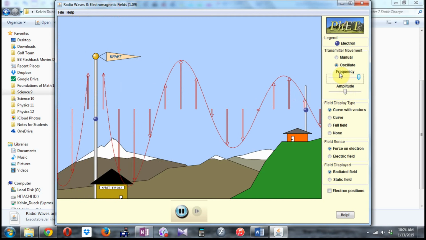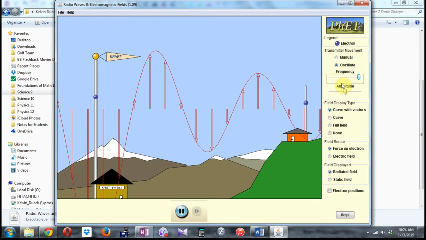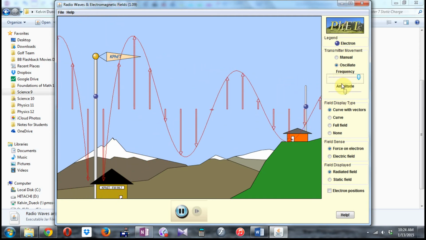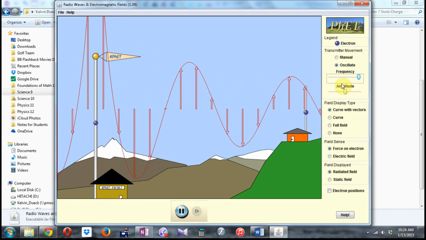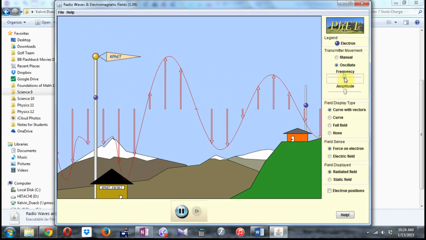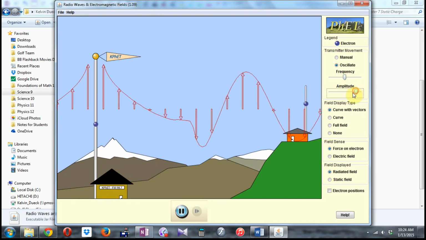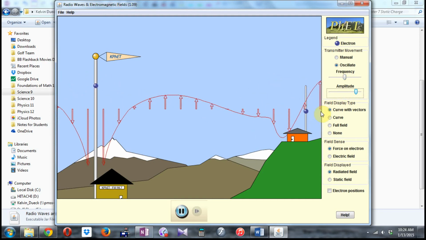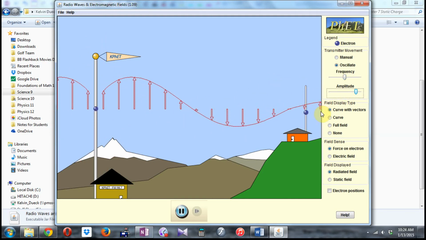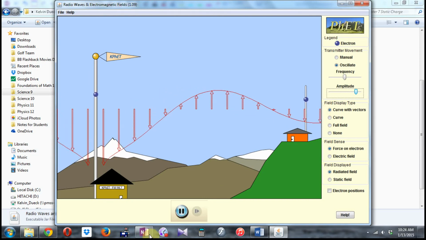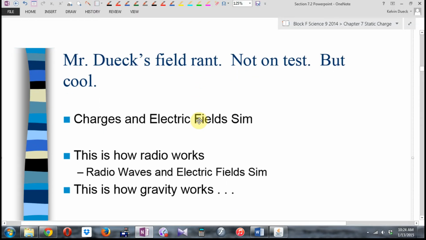By the way, frequency, F, one way to do it is to modulate the frequency. That's FM. FM stands for frequency modulated. AM radio, they don't modulate the frequency, they modulate the amplitude. AM stands for amplitude modulated. And those are the difference between the two bands. Do you need to know that? No, but nerd trivia. That's how gravity works. Goes out in all directions. So this is my field rant, not on the test, but cool.